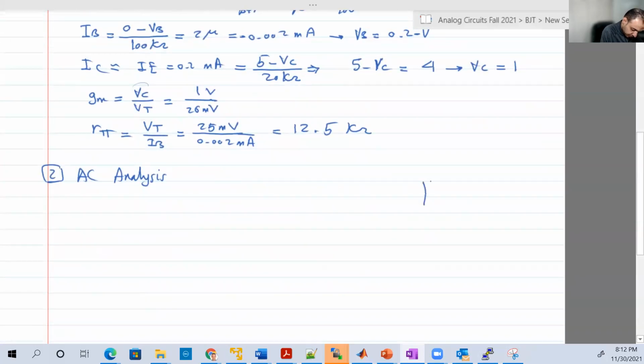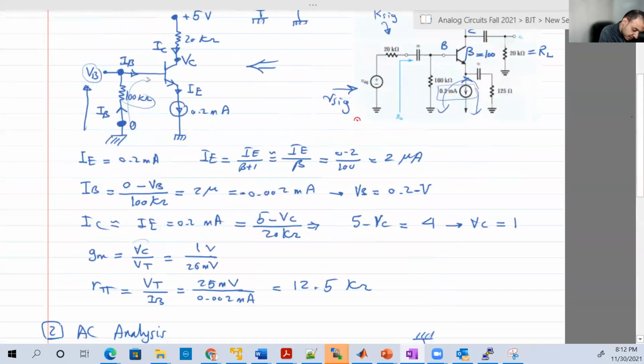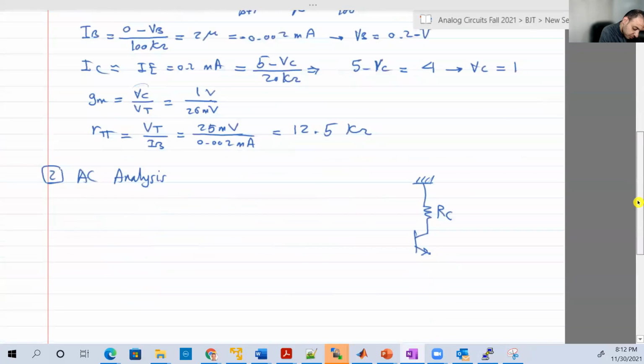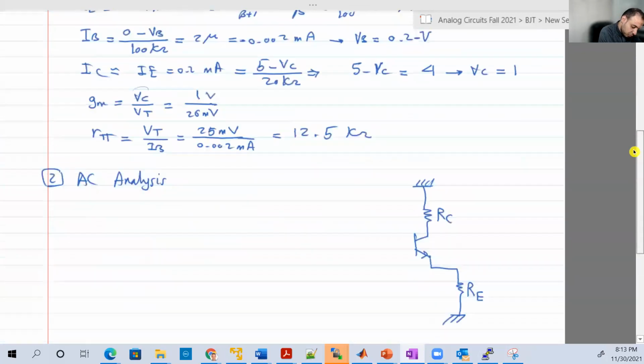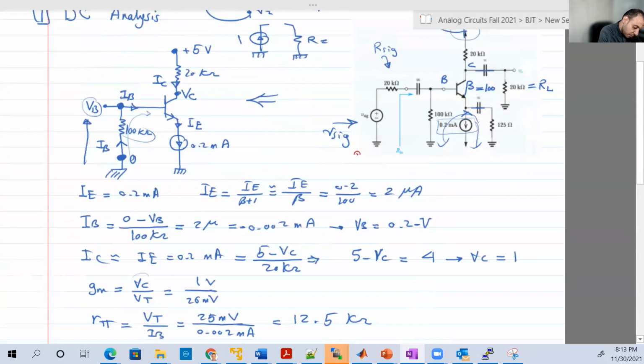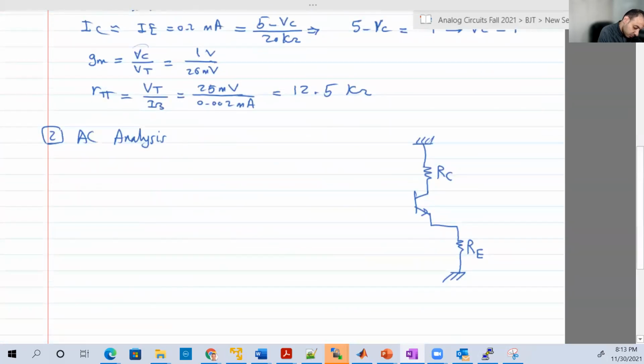So I'm gonna have a ground, then the capacitor, the resistor, let's call it RC. Then this capacitor will be short. Let's call this resistor RE. Okay. And this will be short as well. So let's call this RL.